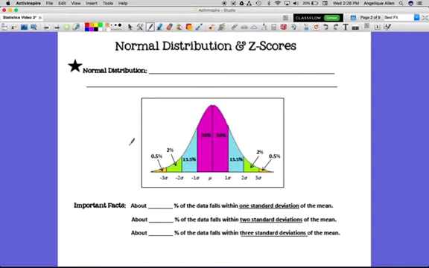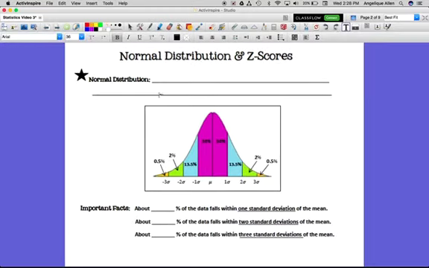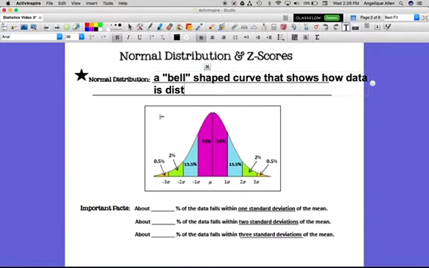So a normal distribution, and an official definition here, is a "bell"-shaped curve that shows how data is distributed from the mean or around the mean.